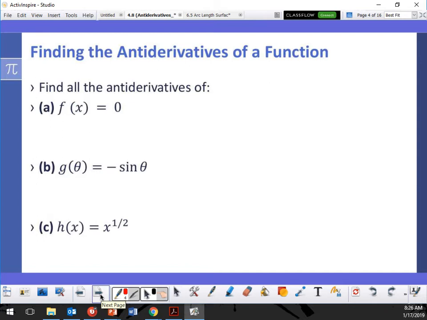Antiderivative of f. So, again, accounting for that. So this is going to be what? Any constant number, c. Oh, we just write c.